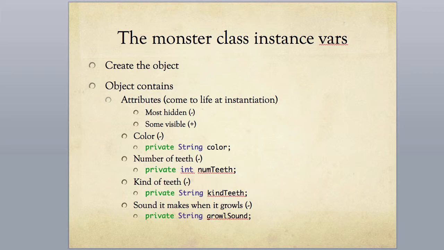So here we have our little object that we're going to create, and it's going to contain characteristics or attributes. Attributes are things that come to life at instantiation. That is the moment we create an instance of the object. Most of these attributes are hidden because we want to encapsulate them. We want to make it so that other people can't inadvertently gain access to them and make changes to them. It helps us with security.